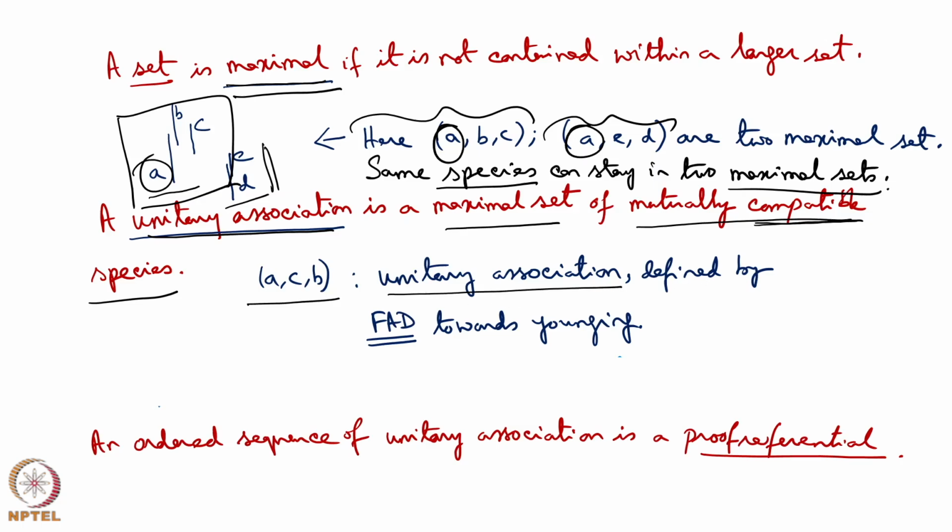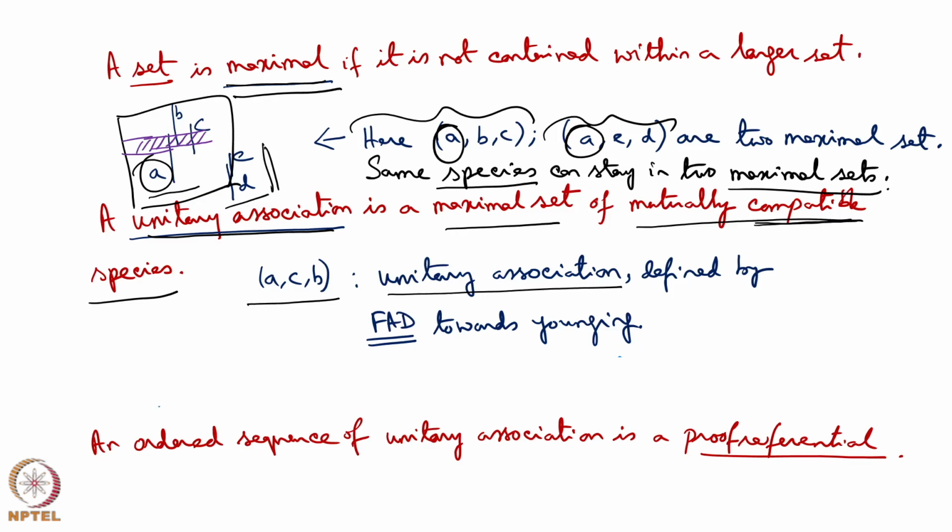Why is it a unitary association? They are mutually compatible. Why are they mutually compatible? Because I can find a common time range when they coexisted. They coexisted here. So, in this case they are actually compatible. It is not virtually compatible, it is actually compatible. That is why once I take ABC together, I can call them a unitary association.